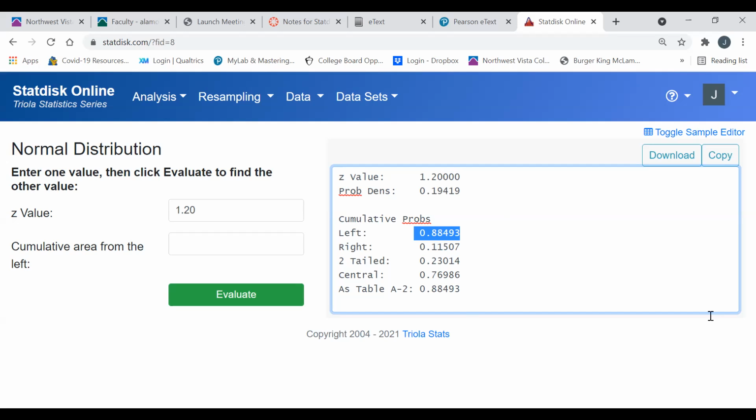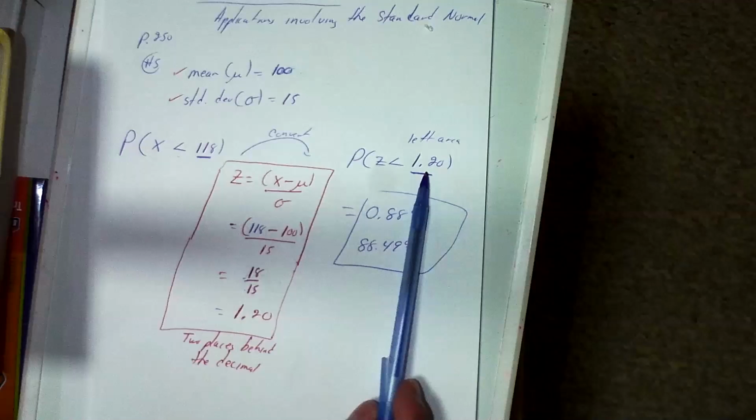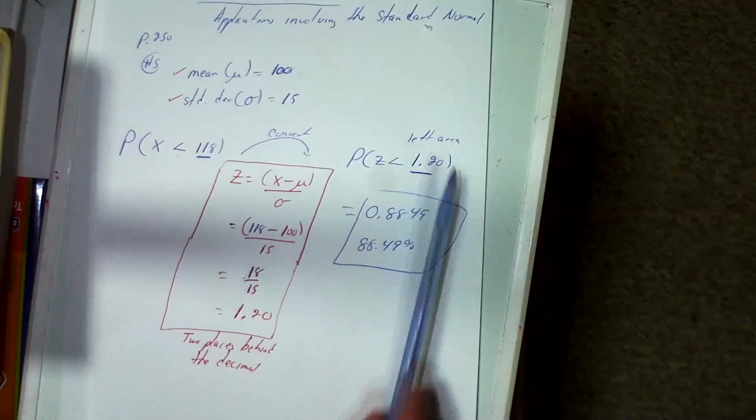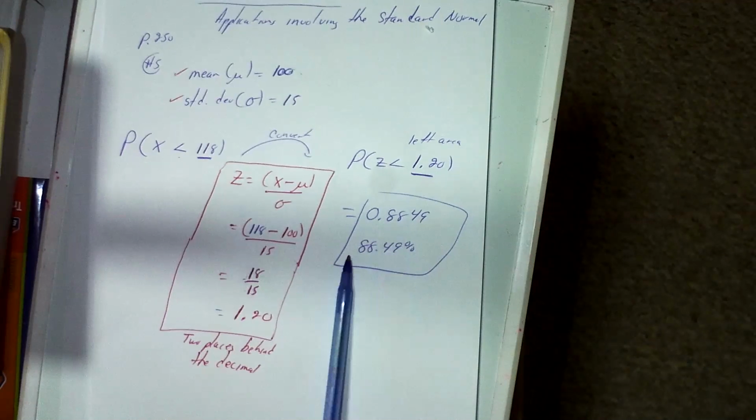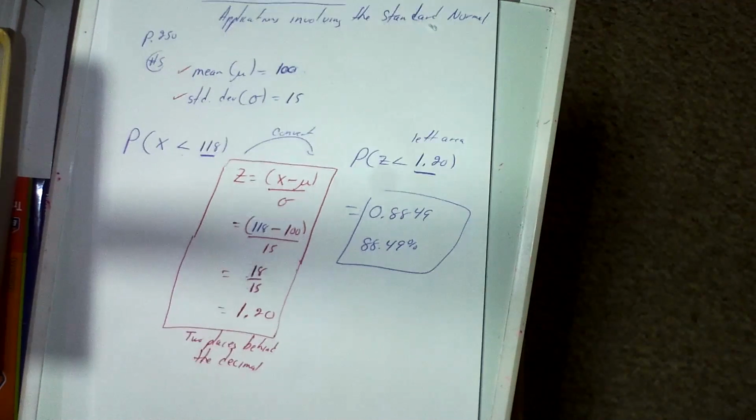Let me switch over my camera so you can see it. I looked up the left area for 1.2. It was 88.49, 88.49%. Answer. And yes, it is 88.49. Bam.